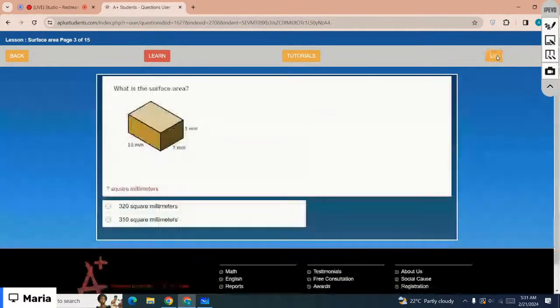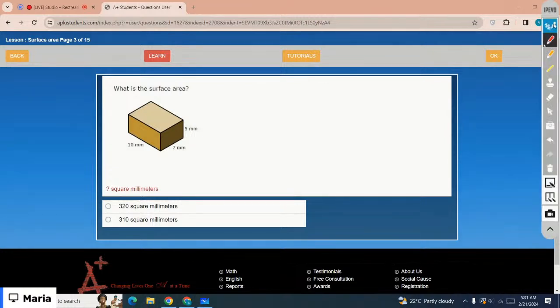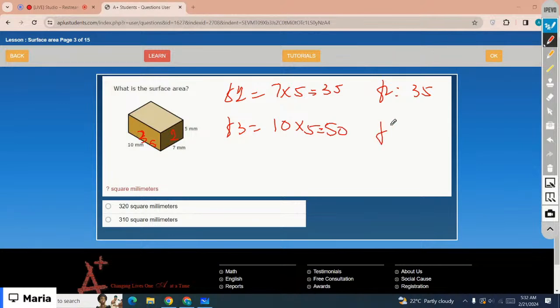The next one is, what is the surface area? That is a rectangular prism. So how do we calculate the surface area of the rectangular prism? We need to calculate the area of all the faces and then add them, right? So I'm going to start with this face, face 1. The measurements are 7 times 5, that is 35. The opposite side is exactly the same face, so that is also 35. Now look at this one, that is the second one, 10, and the third face, 5 it is. So face 3 is 10 times 5, that is 50. Face 4 has exactly the same measurements, that is also 50, right?